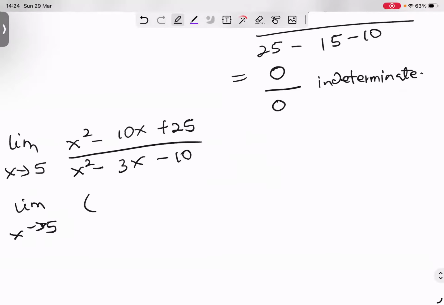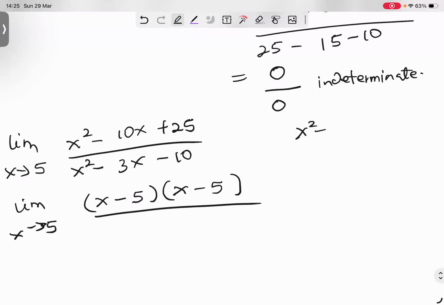What are the 2 factors of the numerator? 5. 5. 5 and 5. 5. Madam, negative 5. Negative 5, negative 5. So x minus 5, x minus 5. Like that? Yes. Okay. No, 5x. Madam, 5x. No, like that. Negative 5, negative. Let's do it.